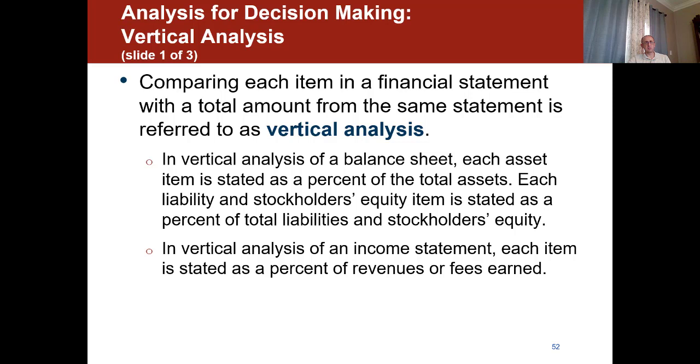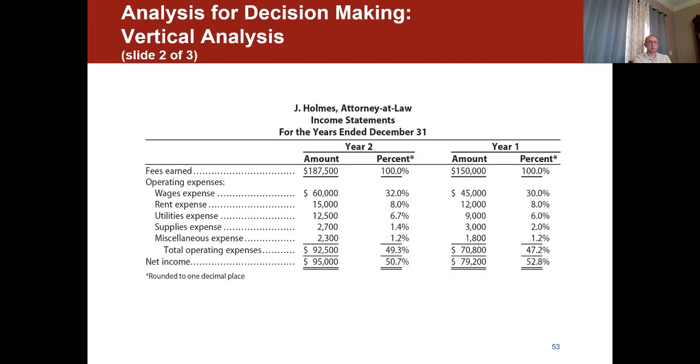So in vertical analysis of a balance sheet, each asset item is stated as a percent of total assets. Each liability and stockholders' equity item is stated as a percent of total liabilities and stockholders' equity. In vertical analysis of an income statement, each item is stated as a percent of the largest value, which is revenue or fees earned. So let's see an example.